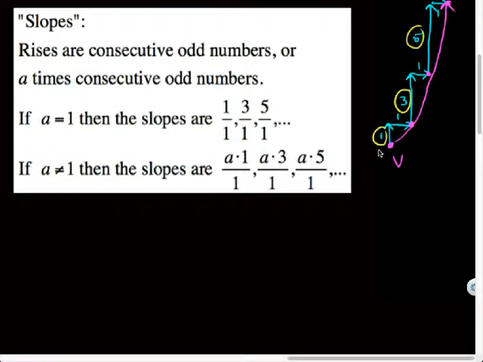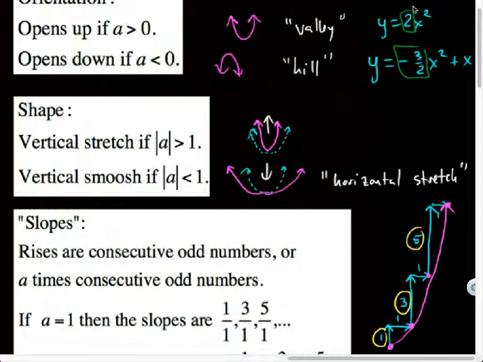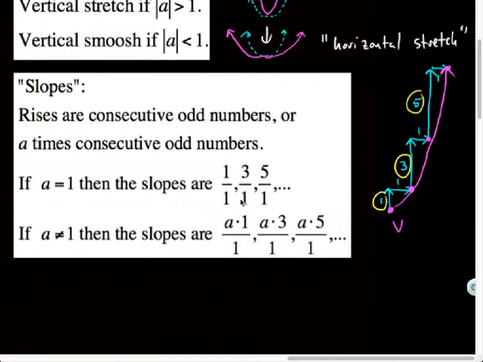If a is equal to 1, this is what I refer to as a regularly shaped parabola, where it's just up 1 over 1, up 3 over 1, up 5 over 1, up 7 over 1. Anytime a is different, I've had a smoosh or a stretch. Say my a was 2. I would have gone up 2 over 1, and instead of 3, up 6 over 1, and instead of 5, up 10 over 1. I would have just doubled all of these values, multiplying them by a.